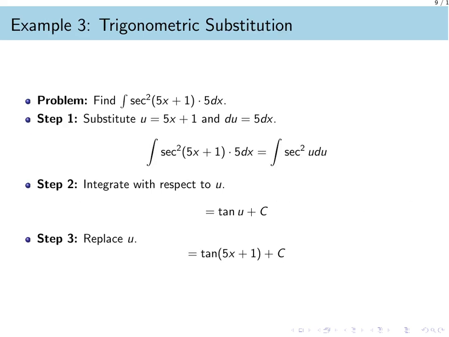Trigonometric integrals often require identifying the argument of the function as your substitution variable. In this example, we integrate the secant squared of 5x plus 1. We let u equal 5x plus 1, which makes du equal to 5 dx. Since the 5 is already part of the integrand, we replace 5 dx directly with du. This leaves us with the integral of secant squared u, which we know is tangent u. After integrating, we substitute the original argument back into the tangent function. The result is simply the tangent of 5x plus 1 plus c.